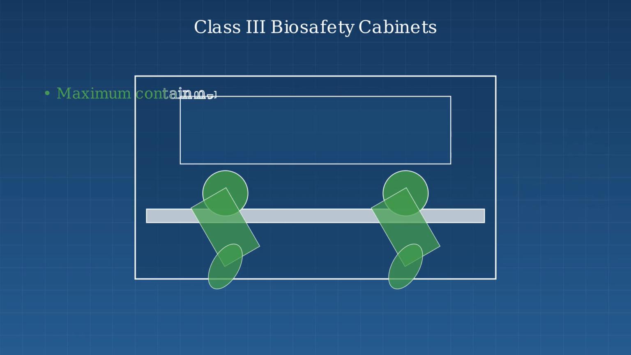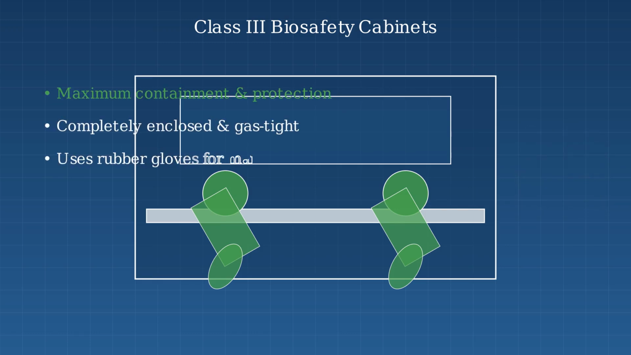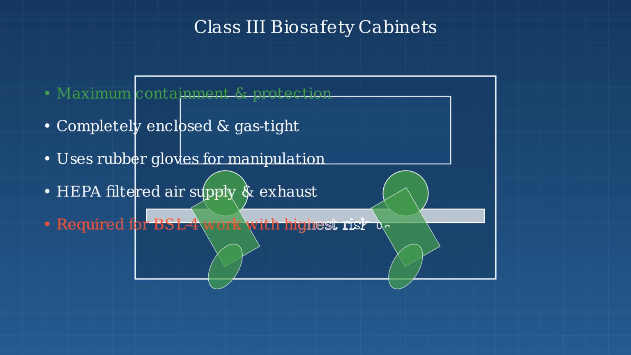To summarize, Class 3 biosafety cabinets provide maximum containment and protection through their fully enclosed design, specialized access systems, and HEPA filtration of both supply and exhaust air. These cabinets represent the highest level of containment available, making them essential for work with the most dangerous pathogens in maximum containment laboratories.